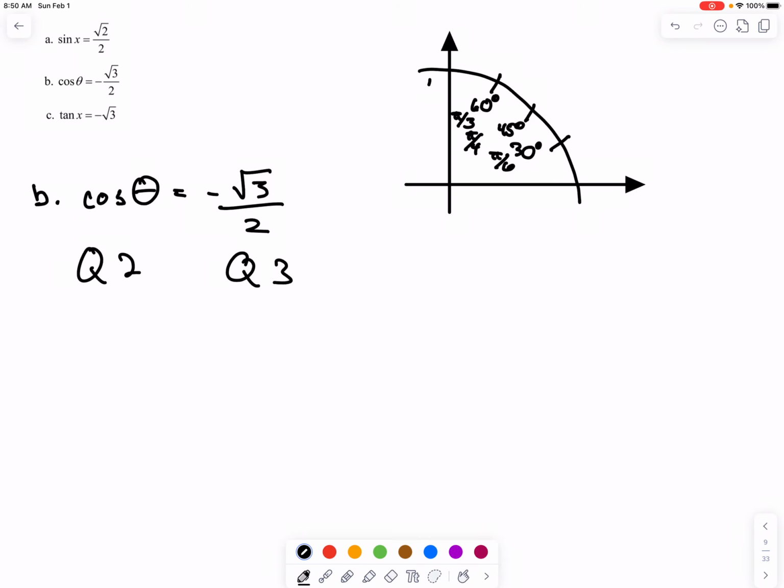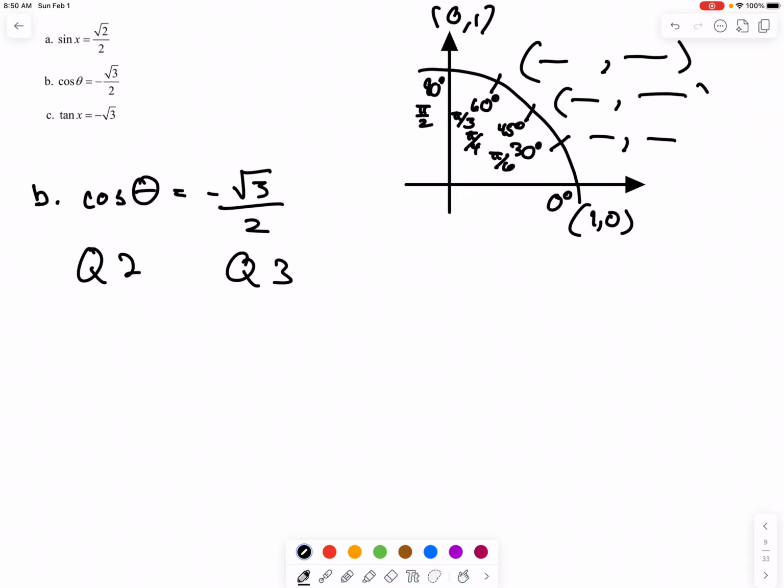This is 90 degrees here. This is pi over 2. 0 degrees and 0 radians. This is what? Corresponds to the ordered pair 0, 1. This corresponds to the ordered pair 1, 0. And then we got 3 fractions here, corresponding to each of those tick marks.